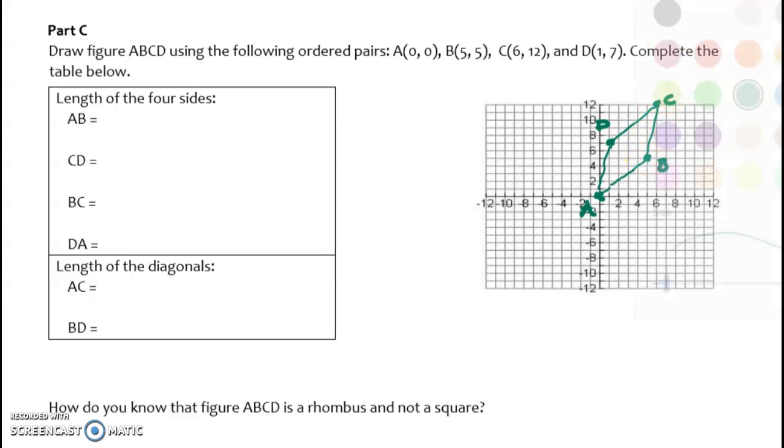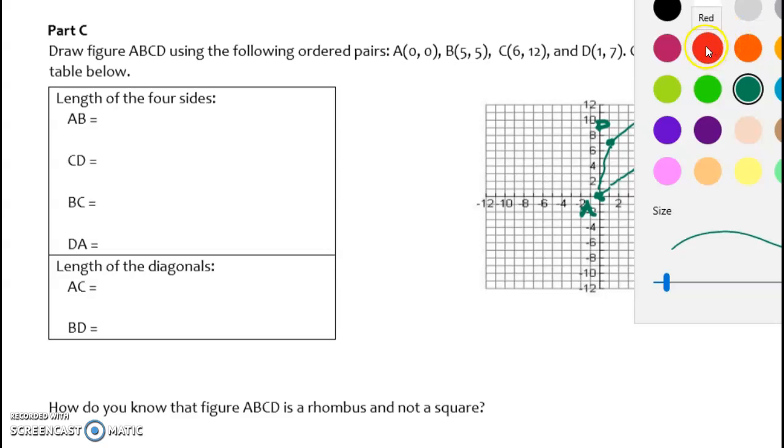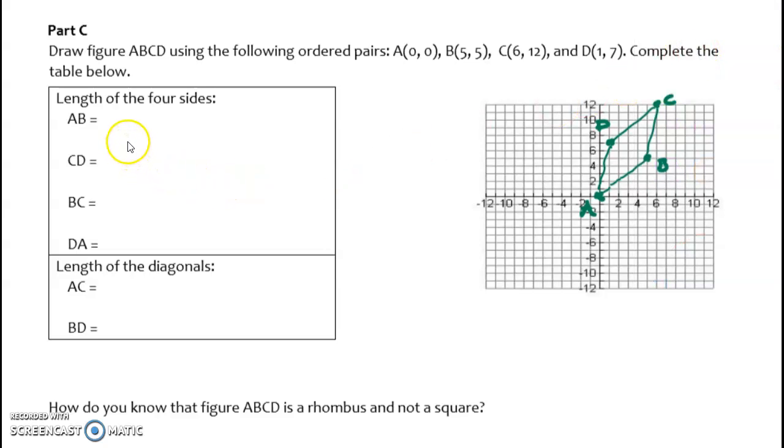Let's change the color up. Let's go with this. What is this? Red. Okay.